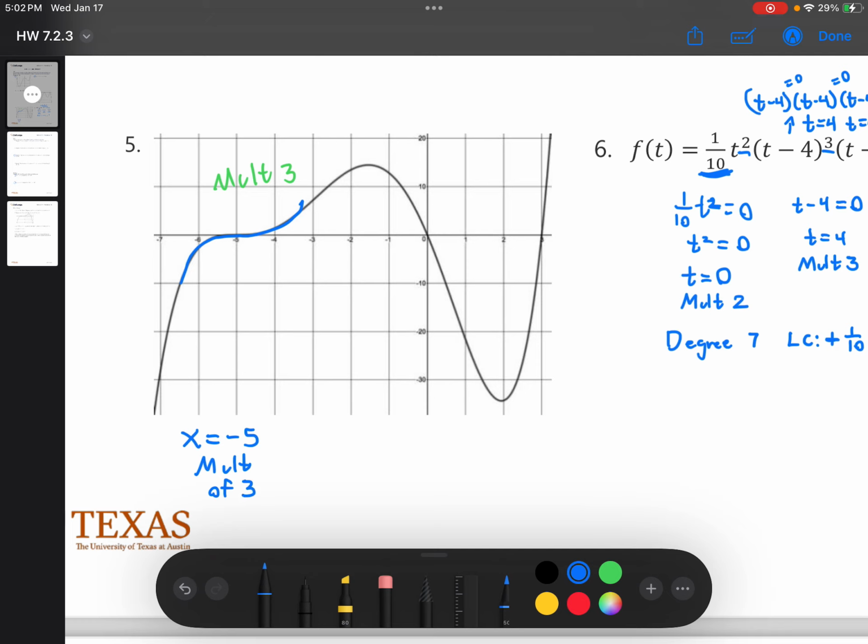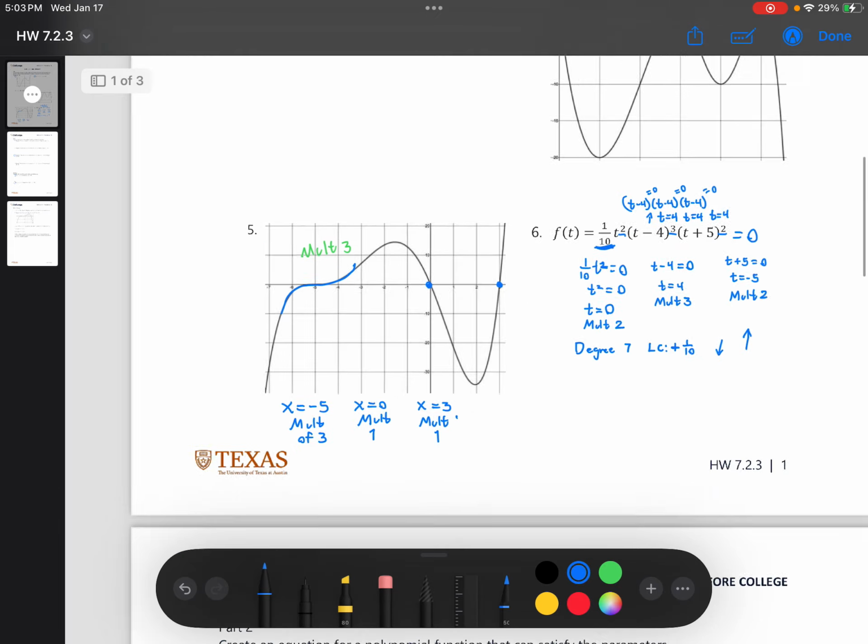Okay? Now, as I look at 0, 0 just crosses right through it, nothing special about that one, so this is just x is equal to 0, multiplicity of 1. And then finally I go through 3, which has a multiplicity of 1 also, because it just goes right through it.